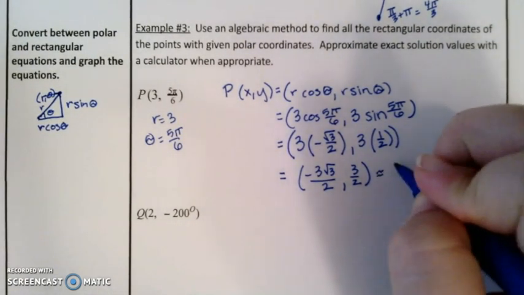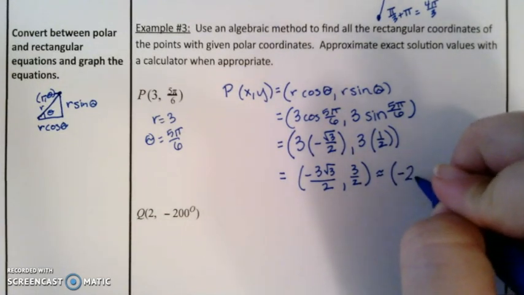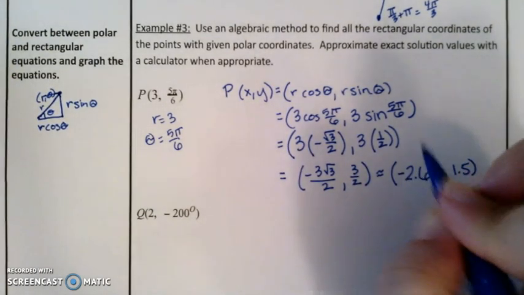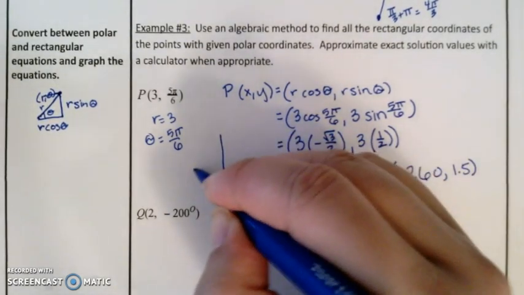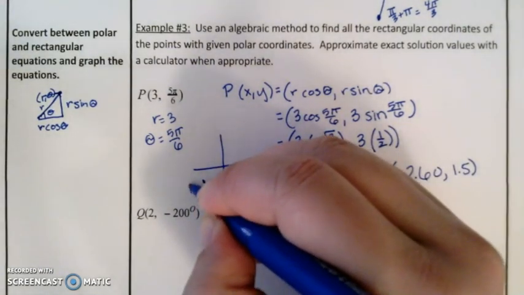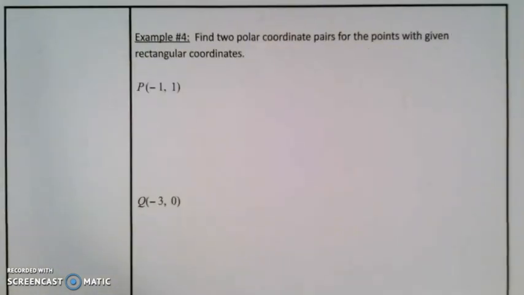If I estimate this, it would be approximately, and this would be on a calculator, negative 2.60, comma 1.5. So I can say that this point is approximately here, point P, which we could also have said directly from our polar coordinates. All right, I'm going to leave part Q for you to do, and you can check your answer with me in class. All right, on the next page, looking at example 4, we're converting the opposite way.